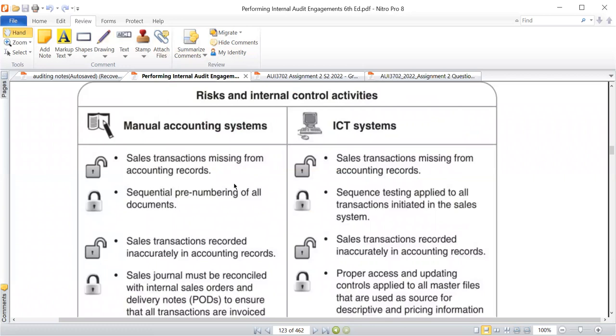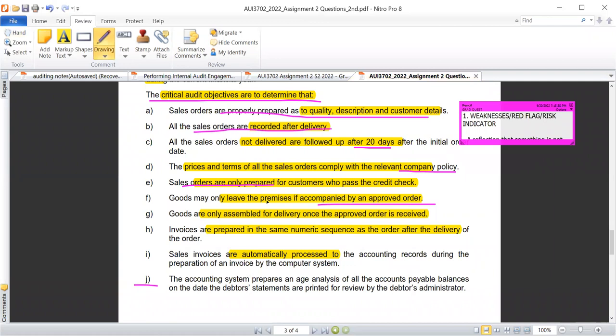So this is the risk you could have taken exactly the way it is: the risk that sales transactions may go missing from the accounting records. So that's why they are making sure that invoices are prepared in the same numeric sequence as the order after the delivery of the order. So they want to make sure that your sales transaction will be valid. It will be accurate. So the way we can prove that the sales order is accurate is if we have the corresponding supporting documents in the form of the invoice itself and the initial order document that was generated from the beginning of the transaction, right?